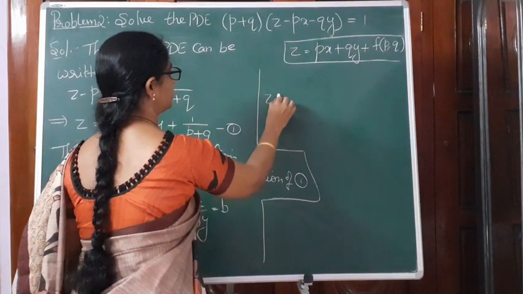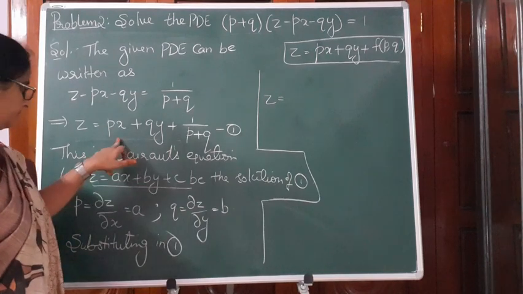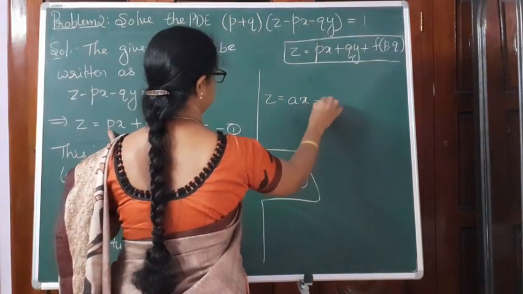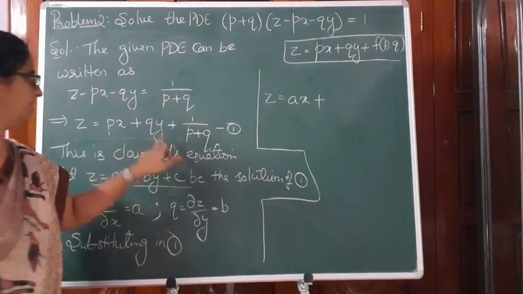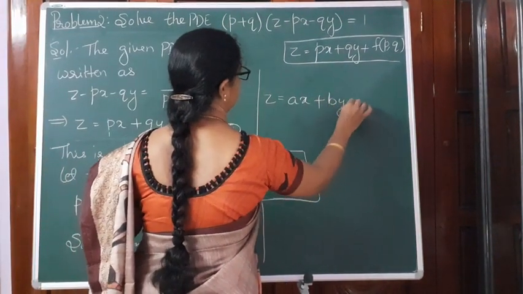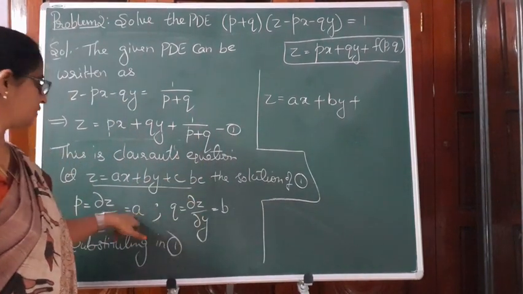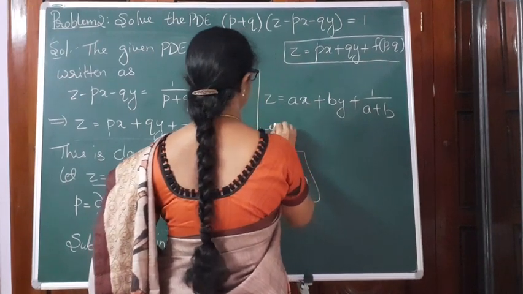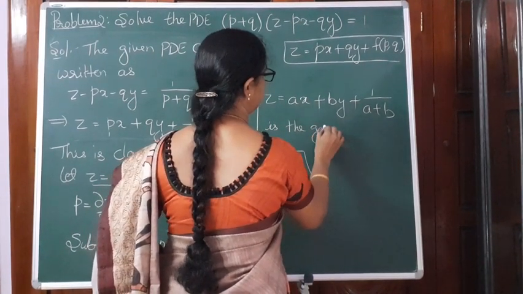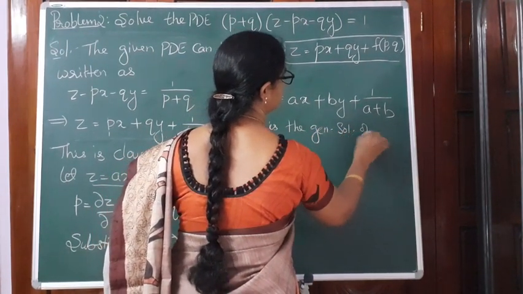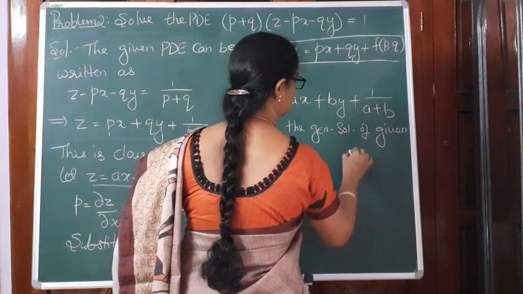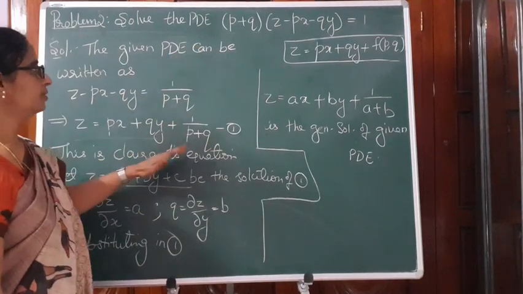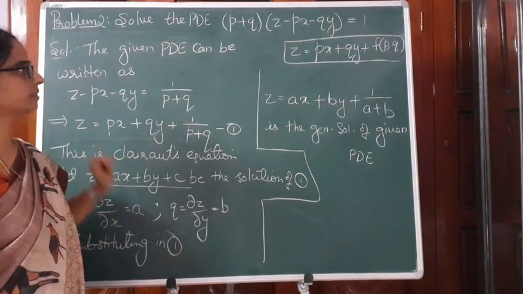Substituting in equation 1, we get z = px, that is Ax, p = A. So Ax plus qy, that is By, plus 1/(p + q), that is 1/(A + B). This gives the general solution of the given PDE. So here we reduce the given equation to standard form 4.